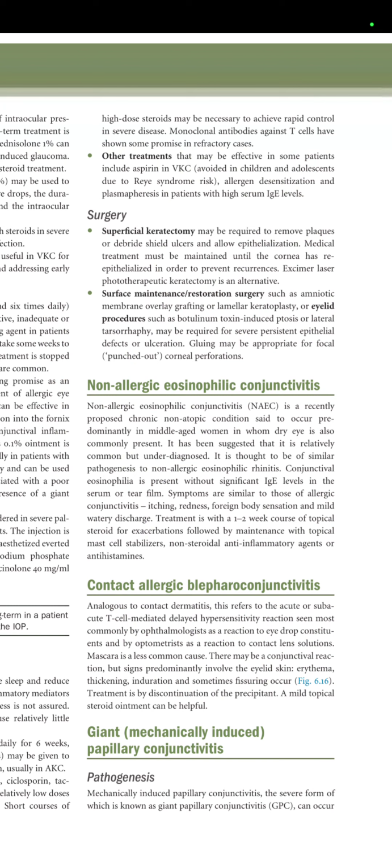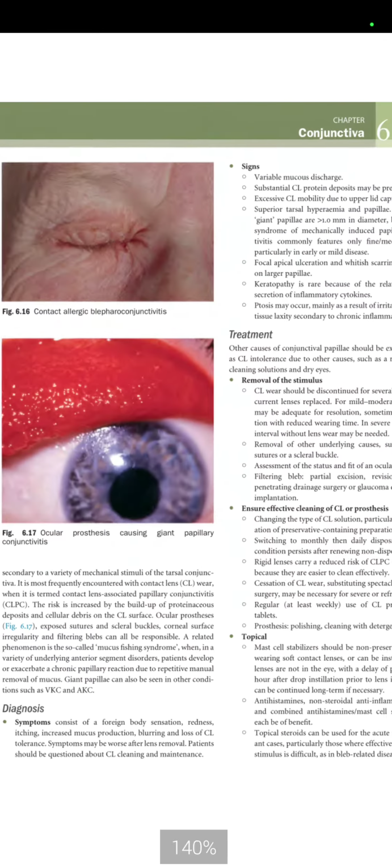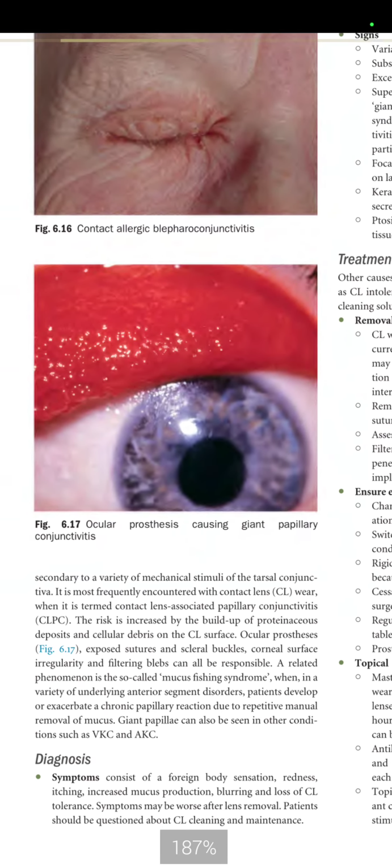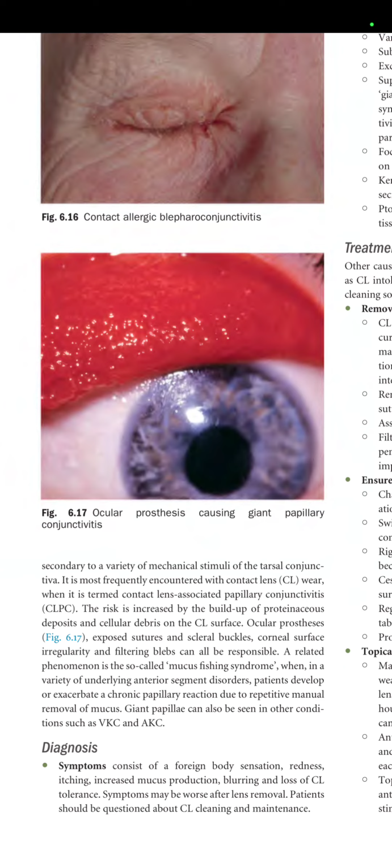Pathogenesis: mechanically induced papillary conjunctivitis, the severe form of which is known as giant papillary conjunctivitis, can occur secondary to a variety of mechanical stimuli of the tarsal conjunctiva, more frequently encountered with the contact lens, where it is termed contact lens associated papillary conjunctivitis. So one of its entities is the contact lens associated papillary conjunctivitis.